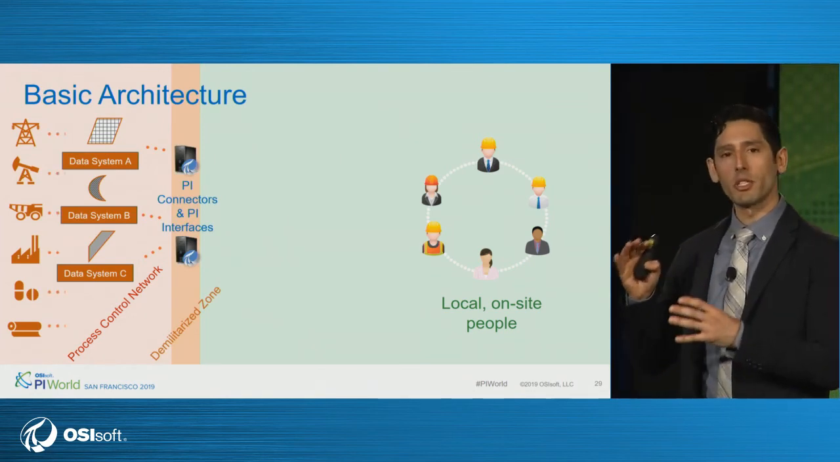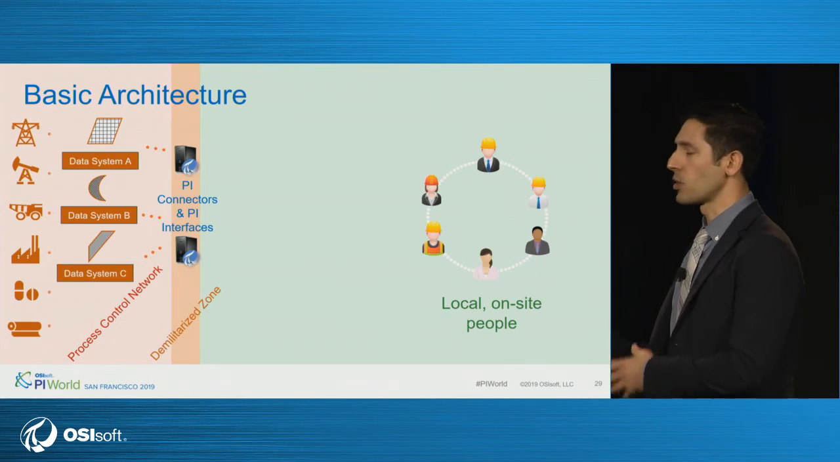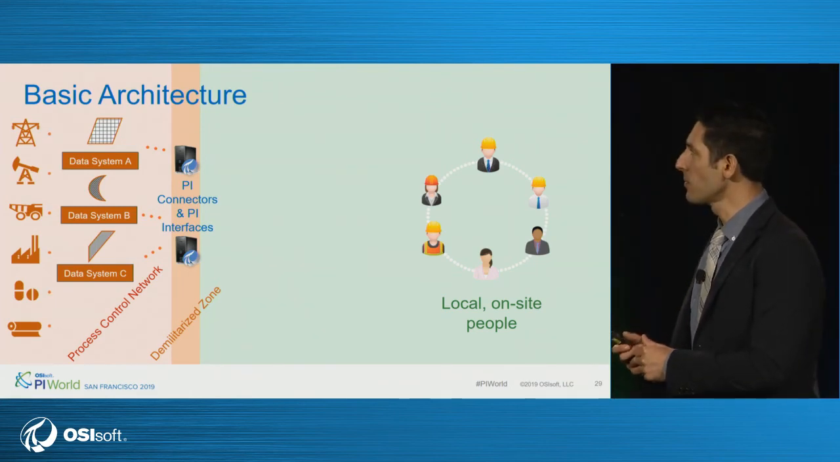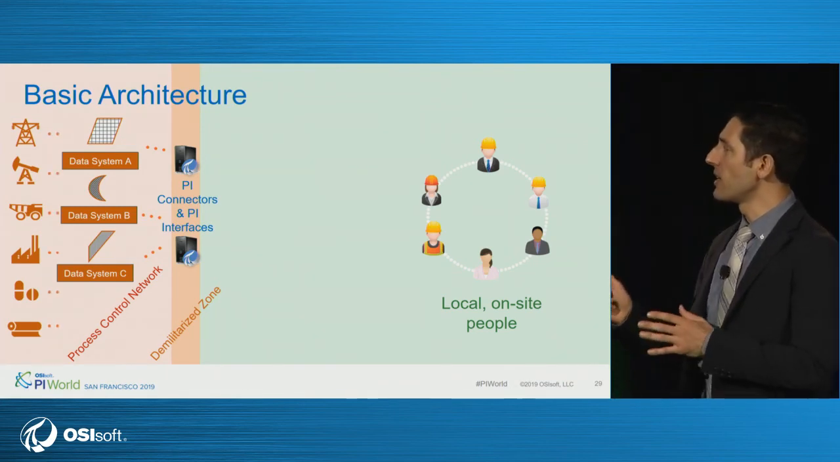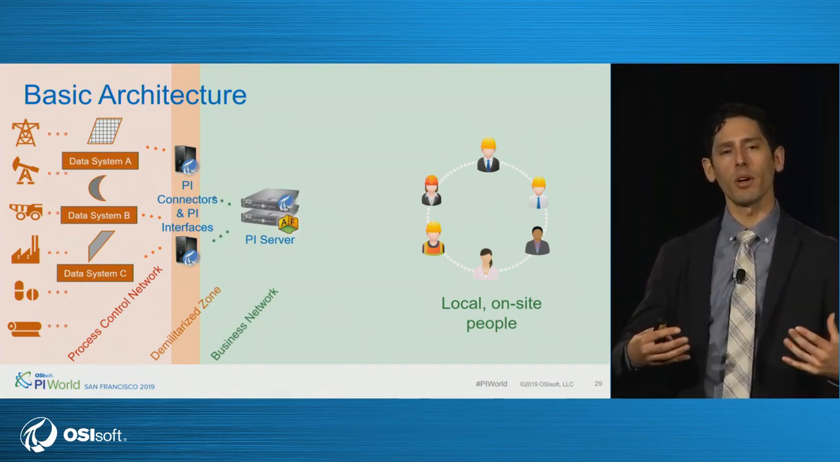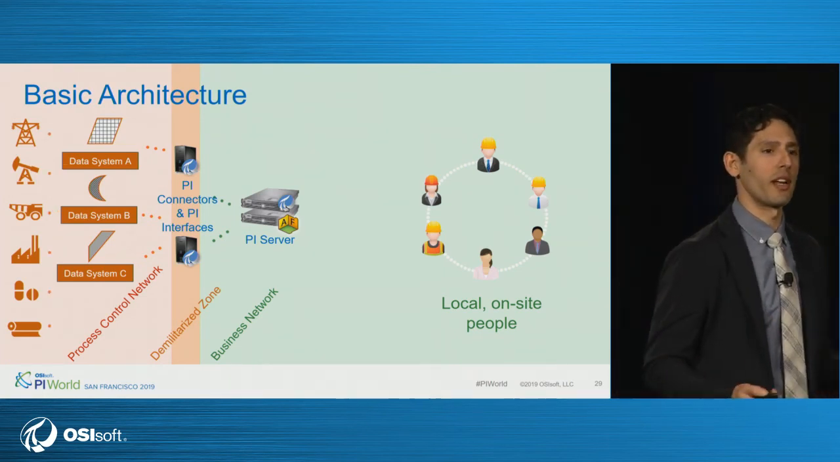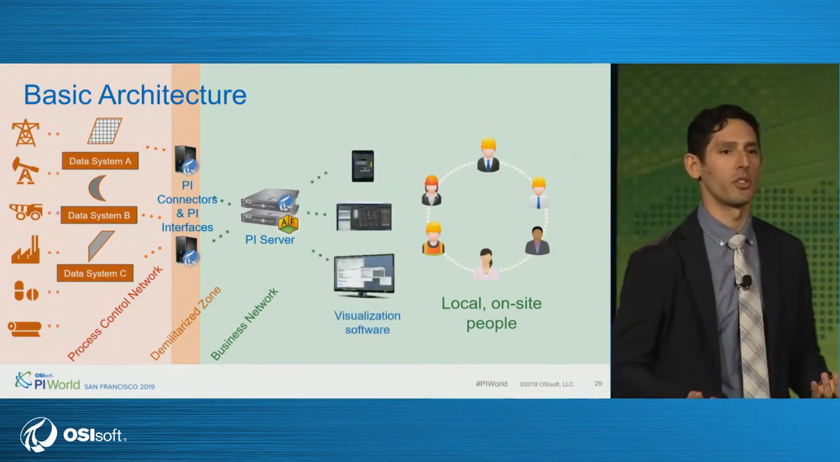Then you have the demilitarized zone, and that's where we see customers often install their interfaces and connectors. It's a really good place for it to live. From the DMZ, the interface is going to pass the data along to the Pi server, and the Pi server is typically installed in the business network. And the business network is the same part of the network that most of the users are connected to. So that's where the visualization tools are installed as well.